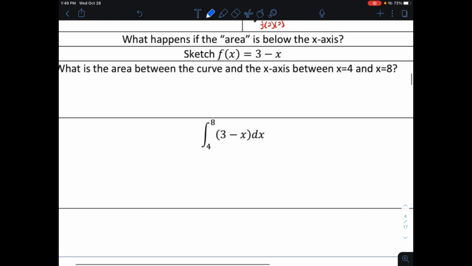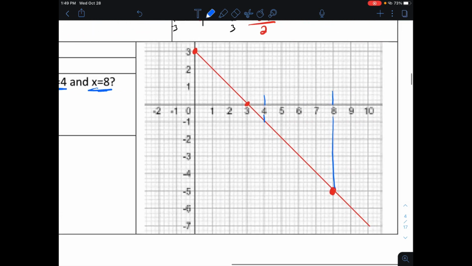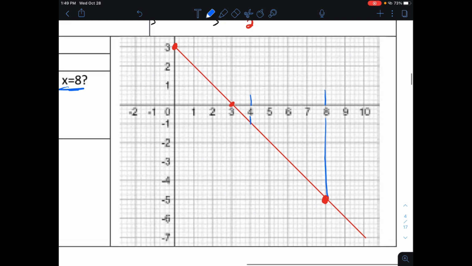Okay, and that brings us to our next part, which is what happens if the area of this curve is actually beneath the x-axis. And so we're going to look at the graph of f of x is equal to 3 minus x, and we're going to focus on the space between 4 and 8. And so graphically, if I look at that function, we want to go between 4 and 8. I'm basically trying to find the area between the x-axis and this curve, which forms this shape here.